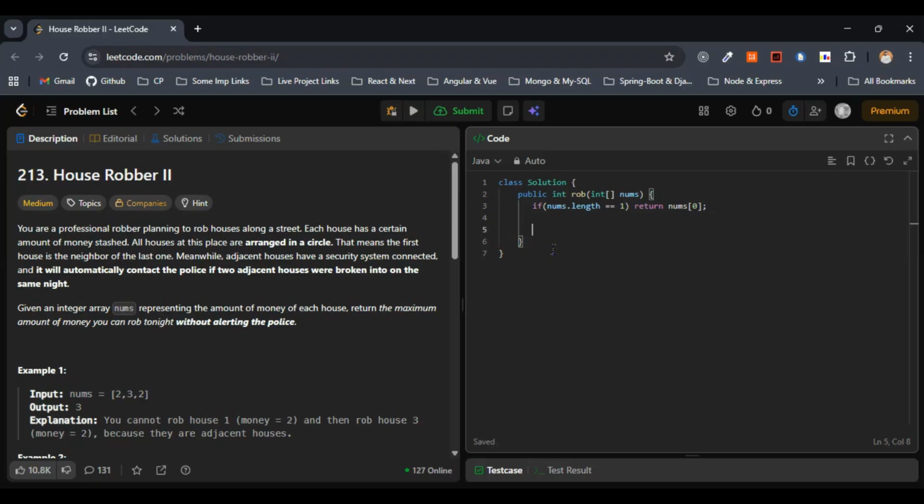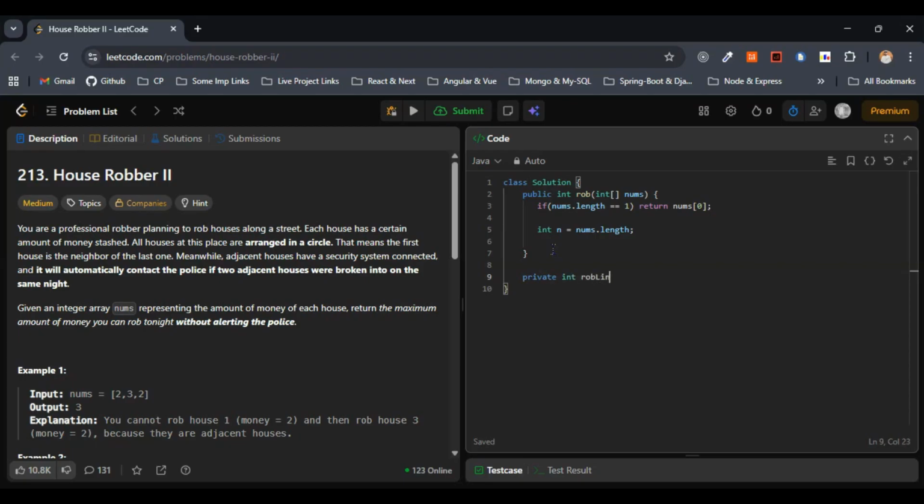Now we have to compute the two linear cases, right? One is excluding last and another one is excluding first. So this one will be int n equals nums dot length. This is fine. Now first, let's go with a helper function, rob linear, a 1D DP on the linear range L to R, nothing but left to right inclusive. So I'll just go with private int rob.